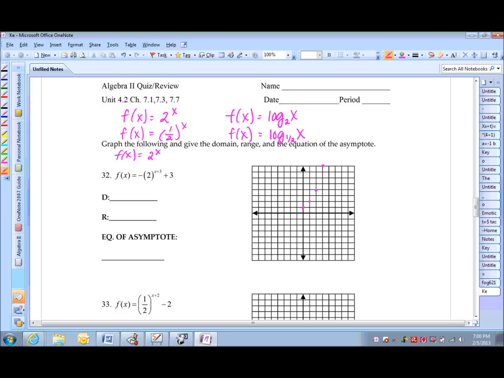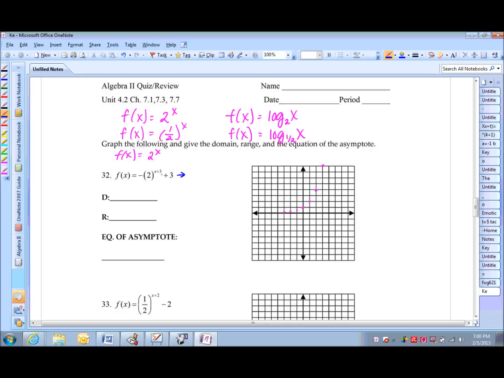you're going to have to remember those parent points. After this, it's just simply transformations that we're going to be dealing with. So I plotted my parent points. Now let's talk about what transformations we're going to make to those points.